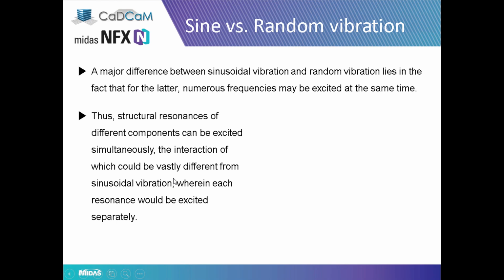Sine vibration versus random vibration. The major difference between the sinusoidal and the random lies in the fact that for the latter, numerous frequencies may be excited at the same time. So many frequencies we can see at the same time, whereas in the sine vibration we can see them separately and not at the same time.